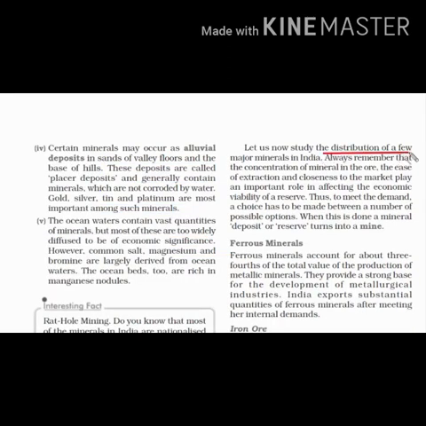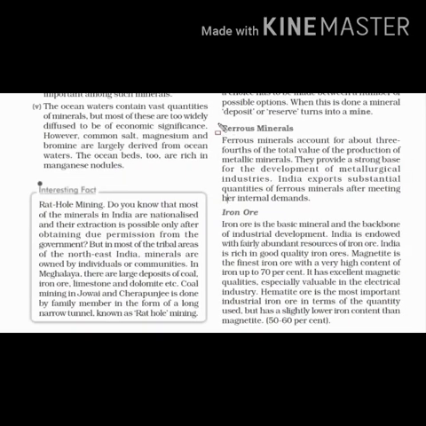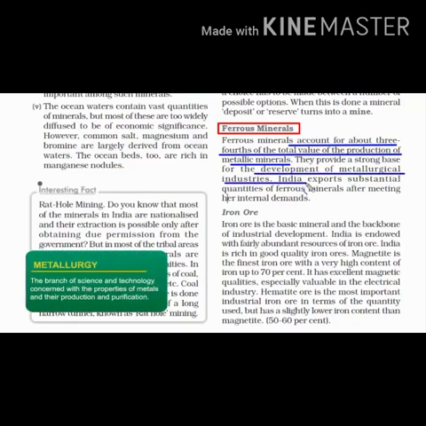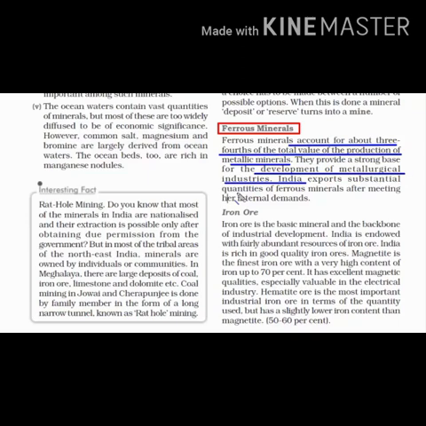Now we will read about the distribution of major minerals in India. The first one is ferrous minerals. They account for about 3/4 of the total value of production of metallic minerals, and it is essential for the development of metallurgical industries. Now, metallurgical industries are those industries which deal with the properties of metals and their production and purification. They basically give minerals some economical value.